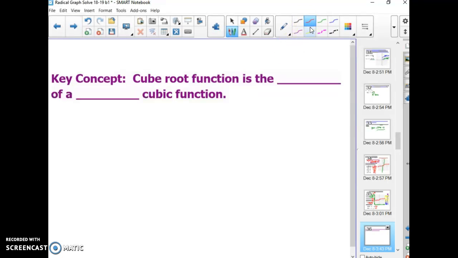Right, key concept. A cube root function is the inverse of a cubic function. So what this is saying is that these are inverses of each other. Domain's all reals. Any x value is going to work on that for us.